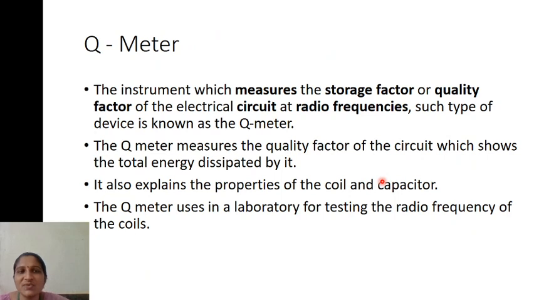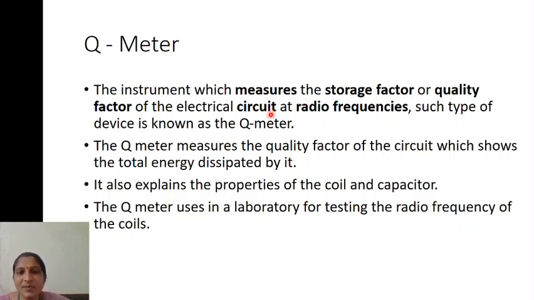Next one is the Q meter. Q indicates the quality factor. So you will be measuring the quality factor by using the Q meter. The instrument which is going to measure the quality factor is nothing but the Q meter.